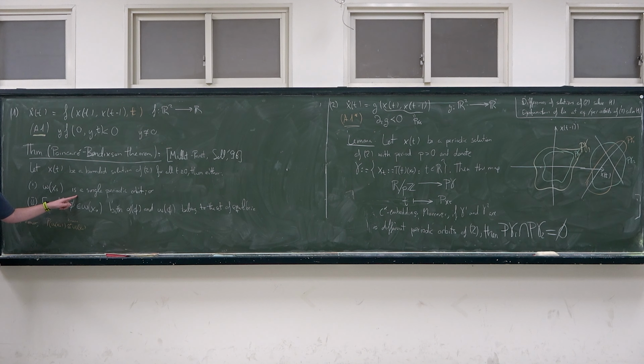Where do I arrive at? Well, either you arrive at a single periodic orbit, or you arrive at some object, some omega limit set that you don't know very well, but you know that if you pick an initial condition in this omega limit set, then you can flow it forward and arrive at something in the set of equilibria, and flow it backward, and you will also arrive at something in the set of equilibria.